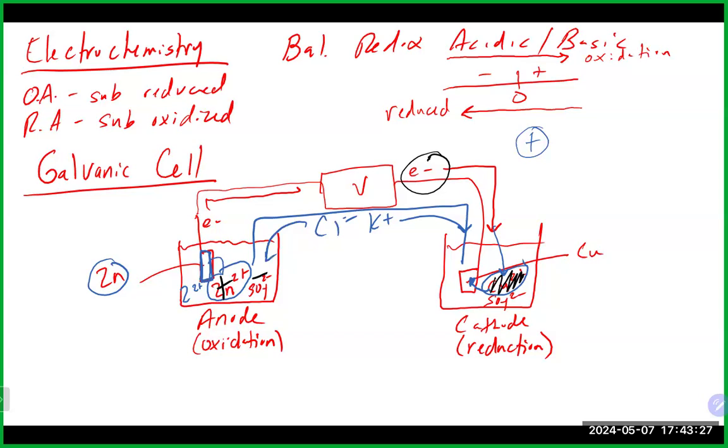Now, we talked about that we could actually calculate the cell voltage, which is sometimes referred to as the EMF, the cell potential. If you're asked any of those things, they pretty much want you to calculate the cell voltage. And we could use this equation here, which is E of the cell is equal to E of the cathode minus E of the anode.